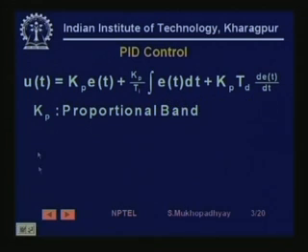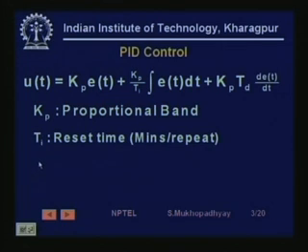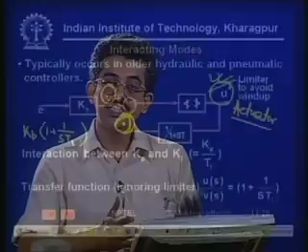Next is the parameter Ti here, which is called the reset time, and expressed in a peculiar sounding unit called minutes per repeat. This is another way by which an anti-reset wind up scheme can be implemented, typically in hydraulic and pneumatic controls.